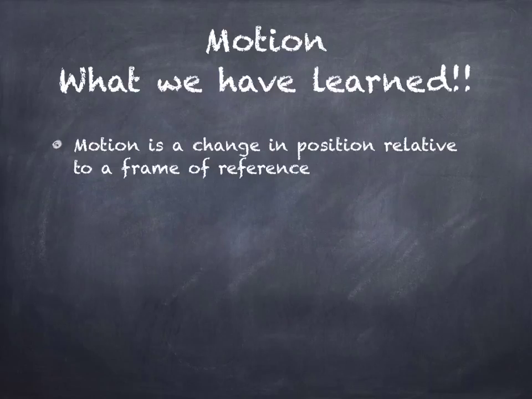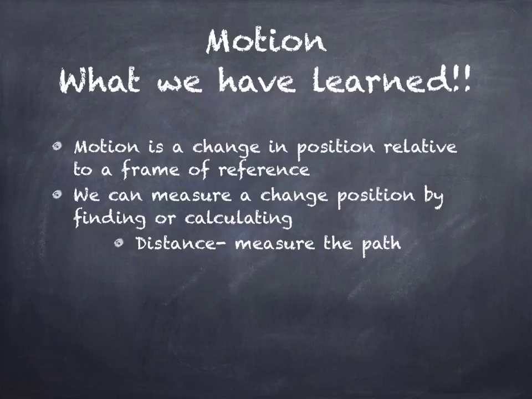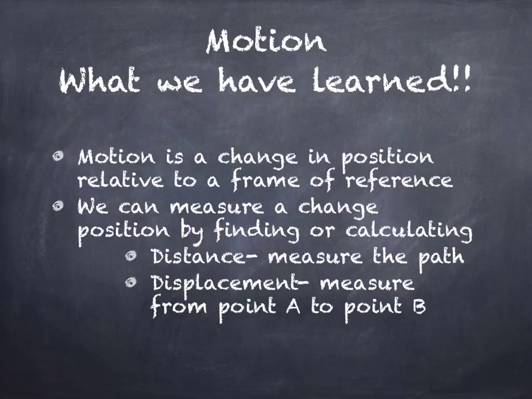Let's review real quick what we learned. We learned that motion is a change in position relative to a frame of reference. We can measure a change in position by calculating the distance, which is a measure of the path, and the displacement, which is a measure from point A to point B.